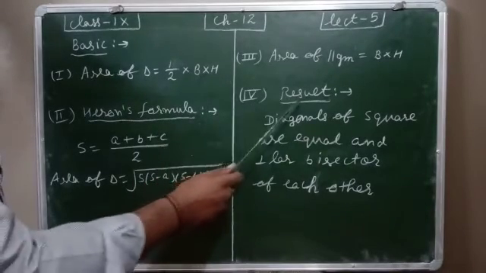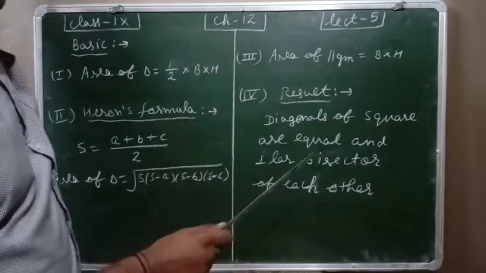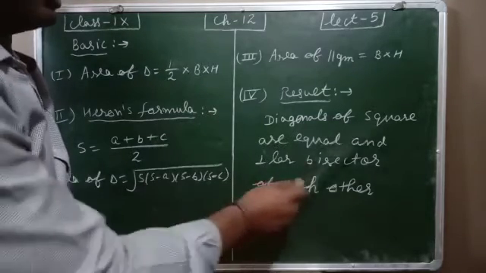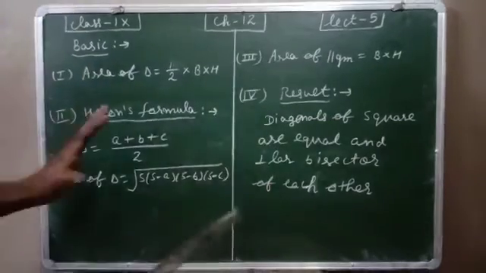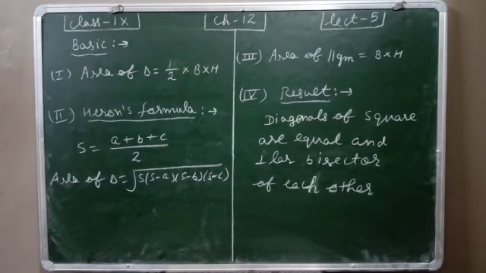In one question we use this formula also. Then at fourth number, a result. This result we use in question number 7, a very important result of exercise 12.2: diagonals of a square are equal and perpendicular bisectors of each other. So in this chapter we use these 4 basic points. So tomorrow we will start the next chapter.